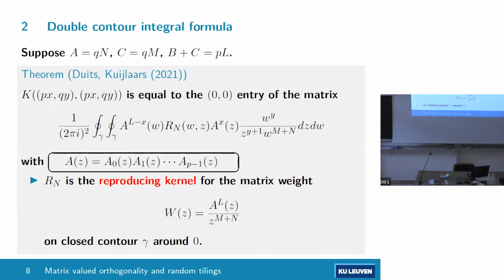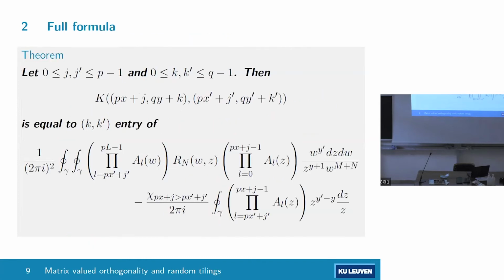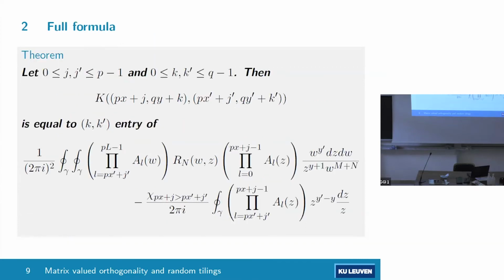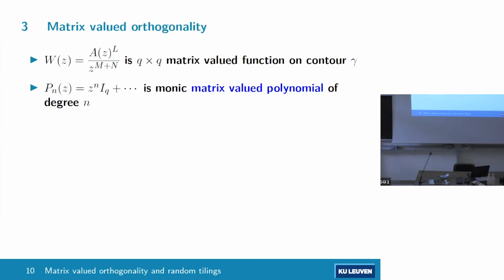Okay, I mean, this is one entry of this correlation kernel. If you're wondering about what is the thing in general, here it is. But I don't want to elaborate on this, if you don't mind. There's also a single integral here. But again, this reproducing kernel appears here as well. So what is this reproducing kernel? That's sort of the heart of the matter in a way, right?